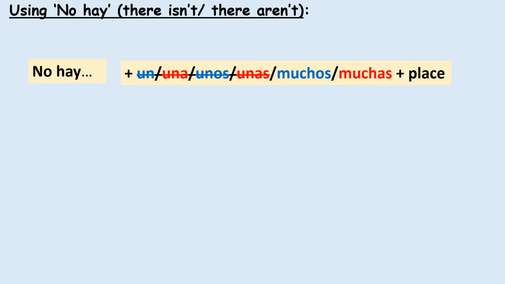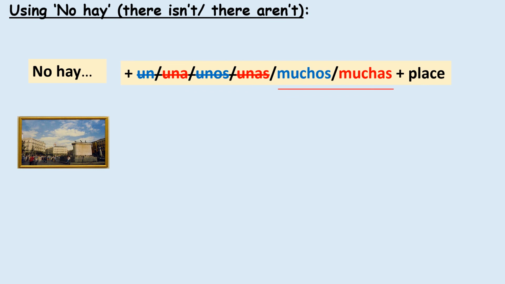So when using no hay, there isn't or there aren't, the rule changes slightly. We start saying no hay, and then we're going to add the place in town. We cannot use un or una or unos or unas with negative sentences with no hay. But we can use muchos or muchas only. So let's see some examples.